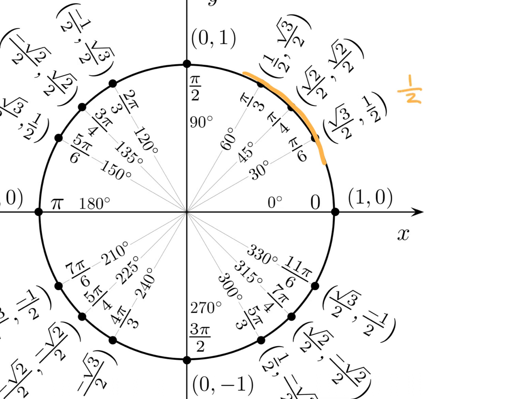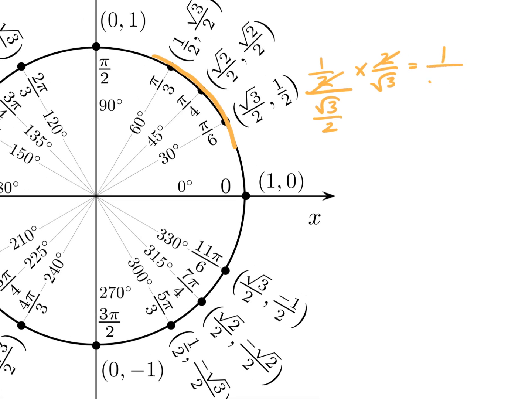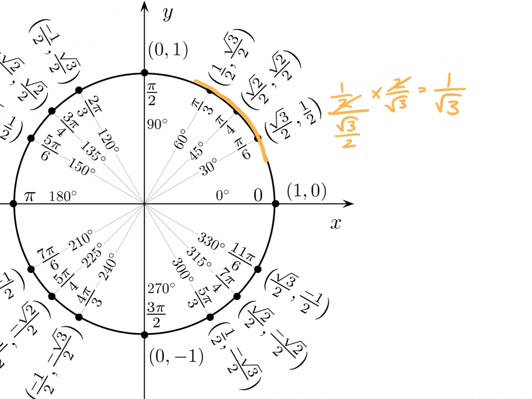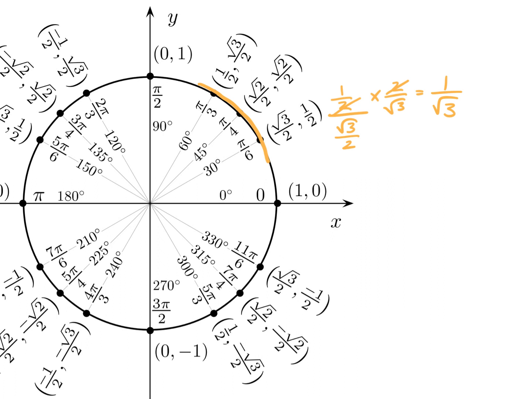So 1/2 divided by square root 3 over 2. Keep, change, flip. So we get 1 over square root 3. Is this what we're looking for? Yeah. So we don't even have to figure out what the other ones are in our first quadrant because we found our answer. So one of our answers is going to be pi over 6.